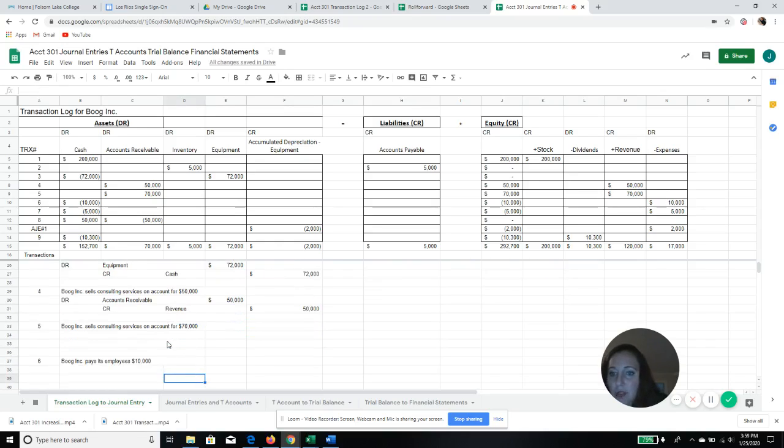All right, the next transaction is the exact same transaction with a different amount, so it will look exactly the same. But for $70,000 and a credit to revenue for $70,000. Okay.